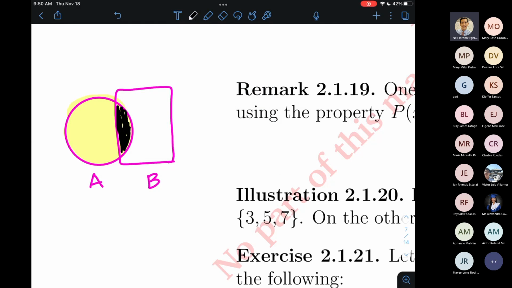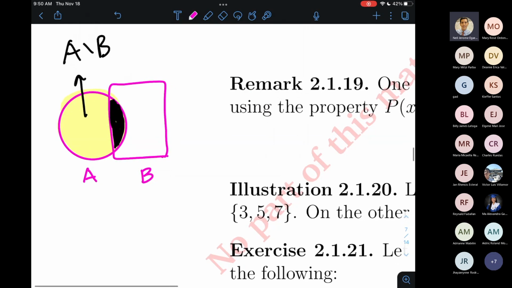So the pool of candidates to belong to the set difference would be the members of the first set. Kaya lang mula dun sa mga members ng unang set, tatanggalin natin yung mga nakikita natin dun sa second set. Okay? So what we have here is this guy. This is A minus B.